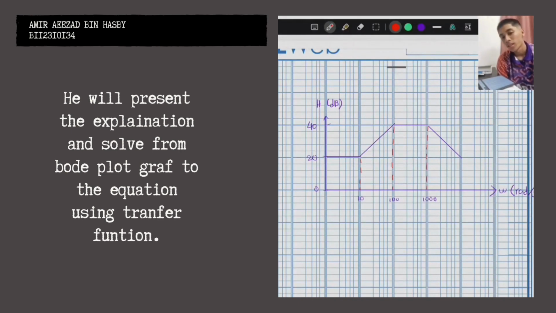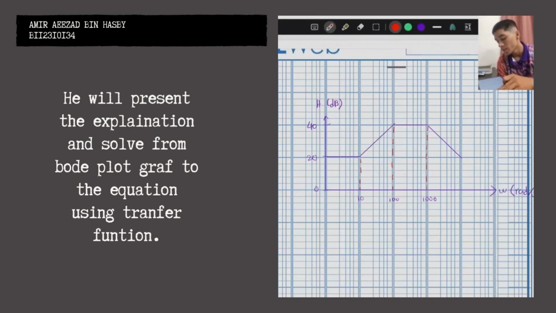Today I'll be continuing from my teammates' assignment. So for my part, I will explain how to find an equation from a dot plot given.